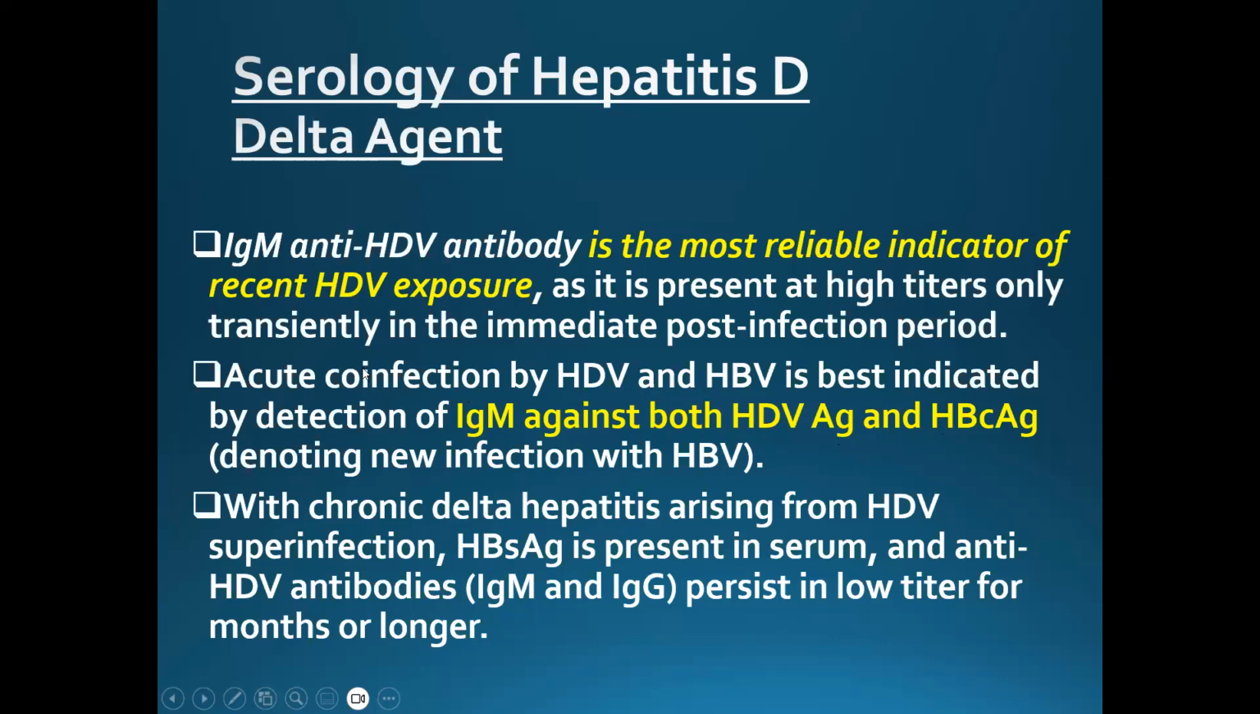In case of a super infection, for the patient to be labeled as a chronic hepatitis B, the hepatitis B surface antigen has to be present in the serum. And you may see also that the Delta agent antibodies, both the IgM and the IgG, are going to be present in low titers in the serum for 4 months or more.